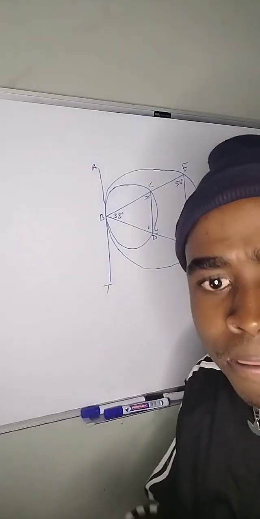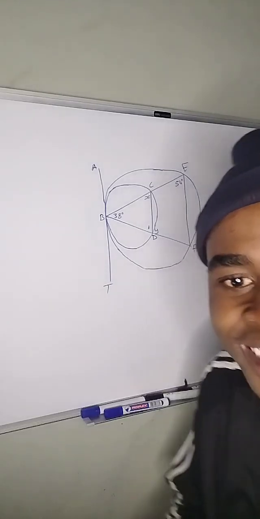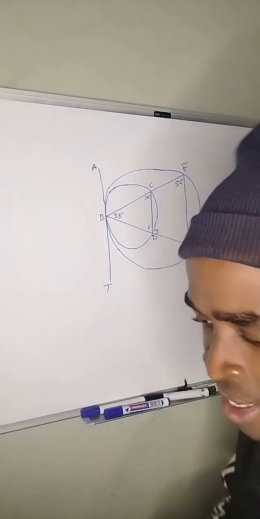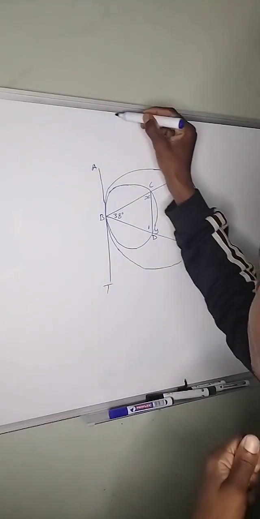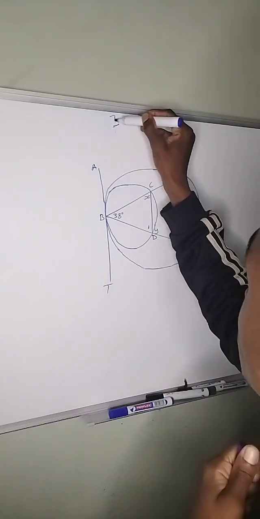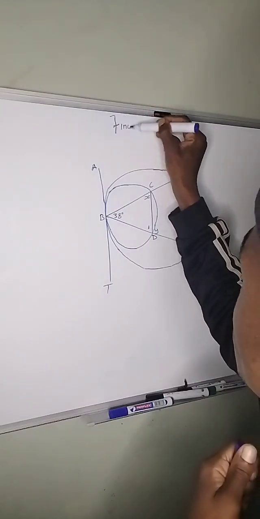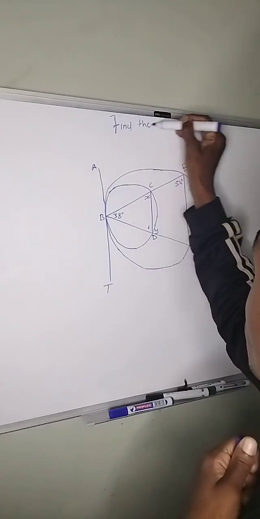So how can we solve such questions? What do you see here? Let's see. There's no parallel lines, my brother. And let me just write a question on the top. Find the unknown.